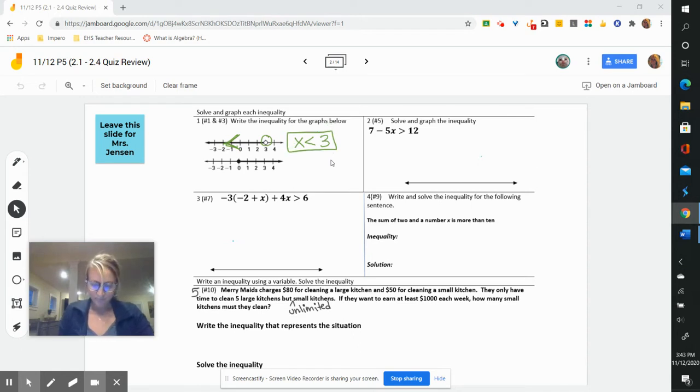For the next graph, this one is shaded to the right, so we know it's going to be greater than. And is it a filled in or closed circle at 0? Meaning that 0 is a possible solution because it's included in that shading. So it can be equal to 0 as well. So the x is greater than or equal to 0.